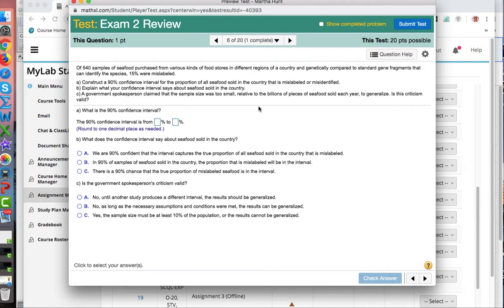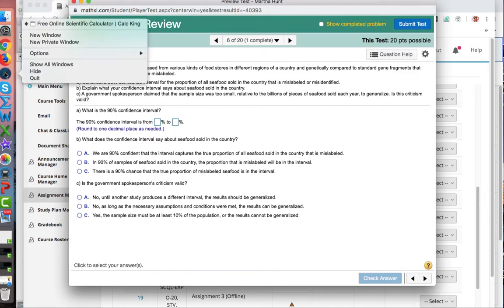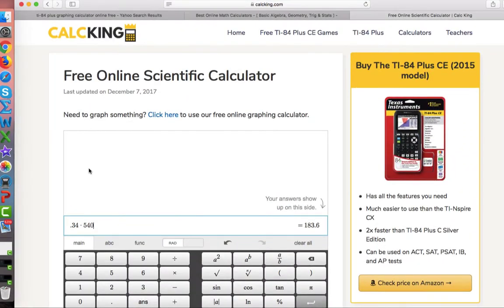And then I'm going to also jot down a 90% confidence interval and the fact that I want the answer in percent form rounded to one decimal place. So first of all, we're going to pick up our scientific calculator. And we're going to enter 15%, 0.15, times the sample size of 540, and that is 81. 81 out of 540 were mislabeled.